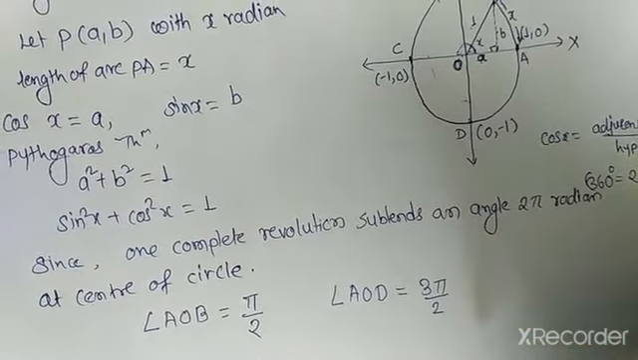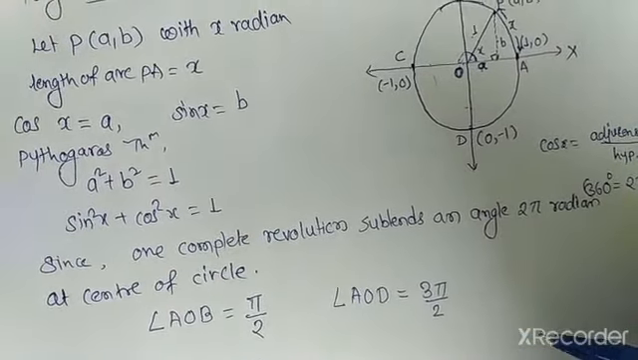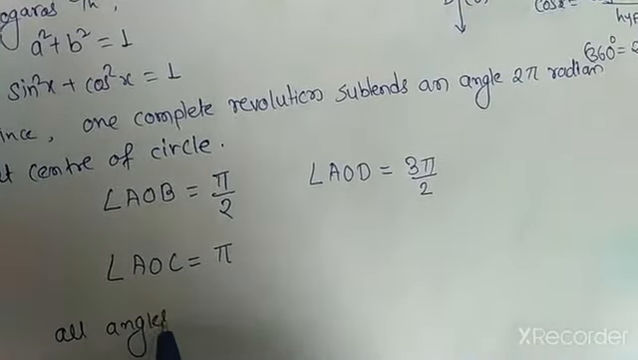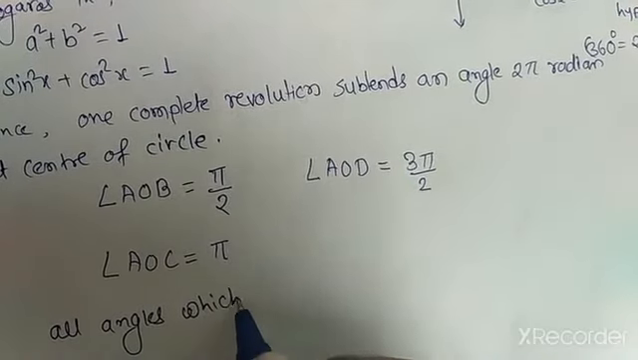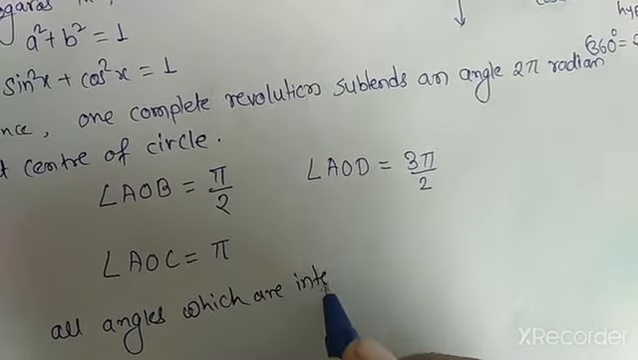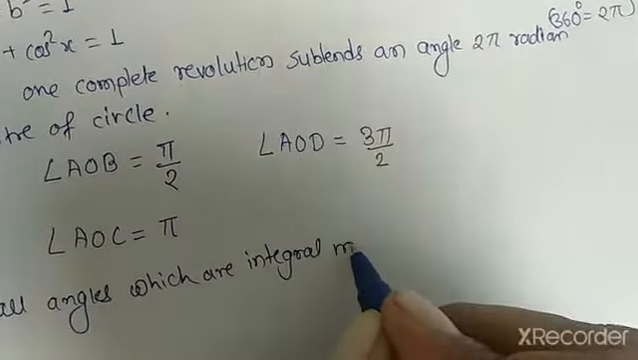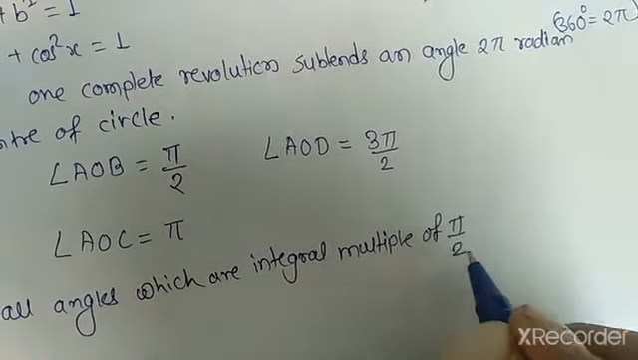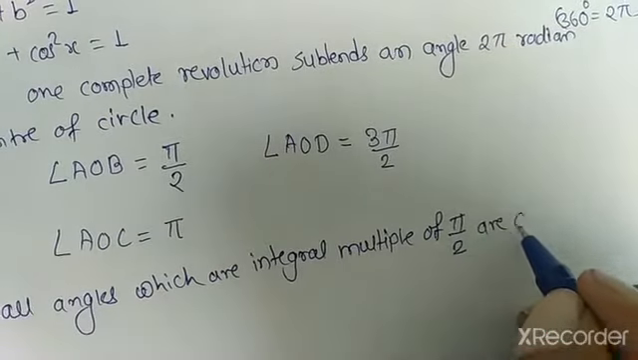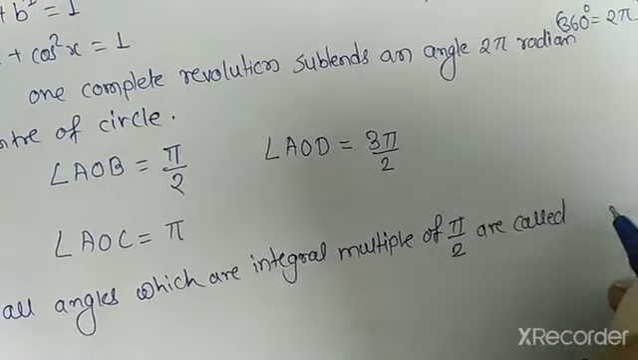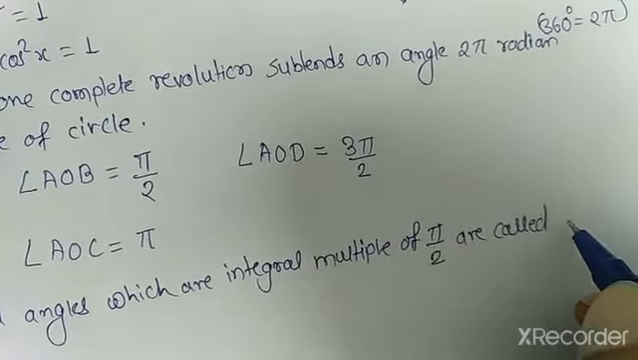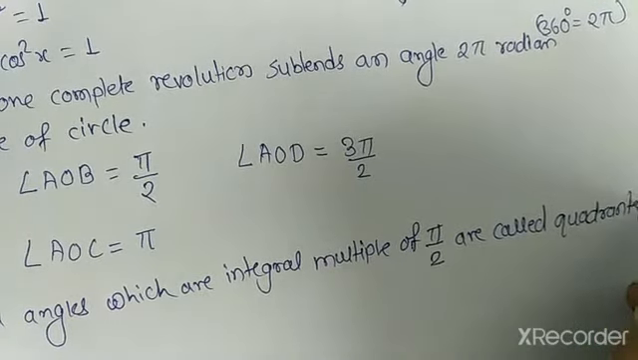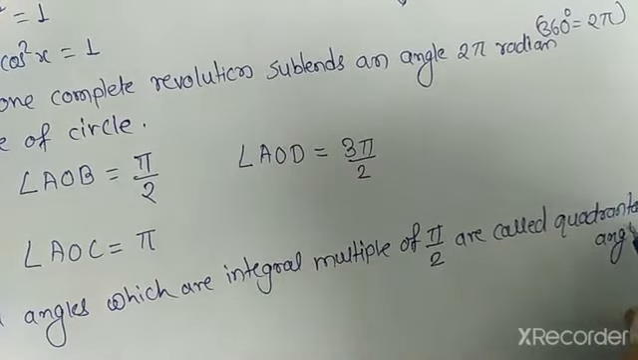All angles which are integral multiples of pi by 2 are called quadrantal angles.